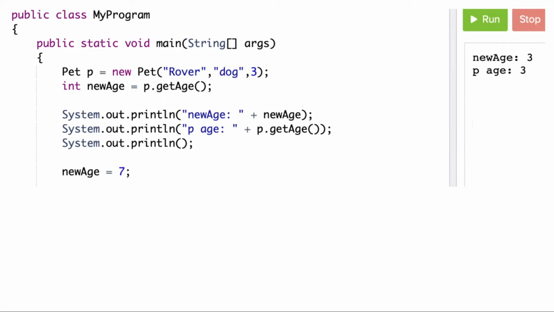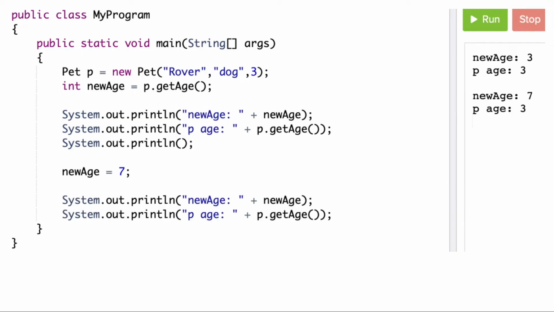Let's say we want to change the value of newAge to 7. When we print the value of newAge and p.getAge again, we can see that the initial value of age is unchanged, but the value of newAge has been changed to reflect the change that was made in the program. Because the return value is a copy of the initial value, the original is unaffected. This again is referred to as return by value.